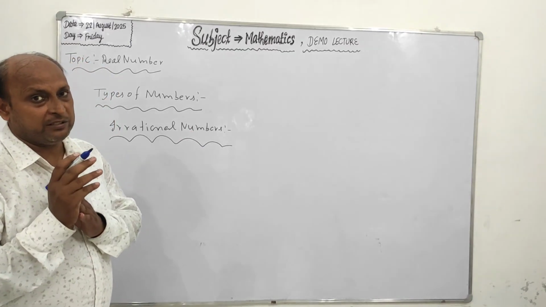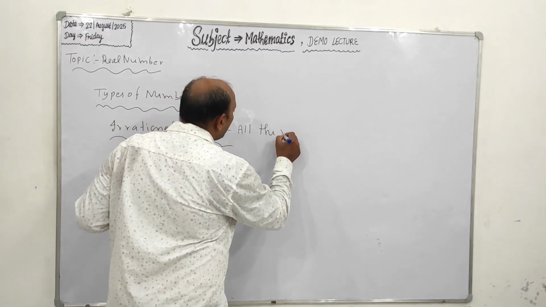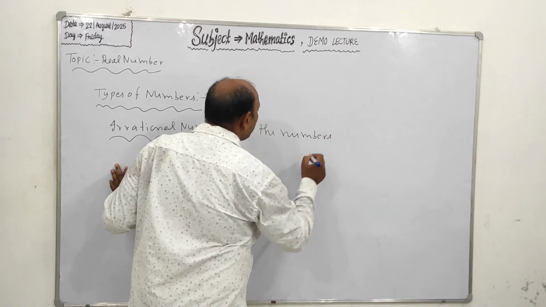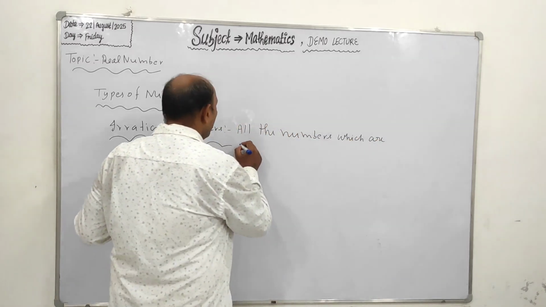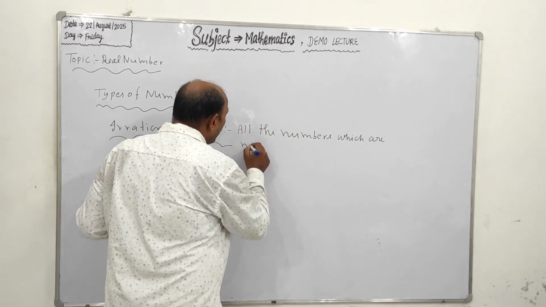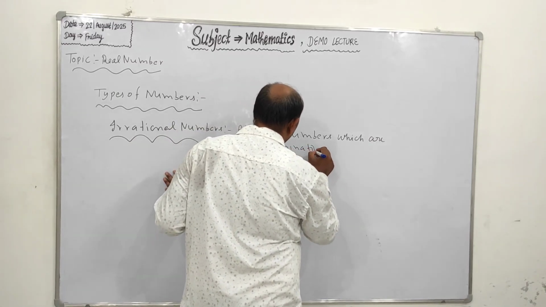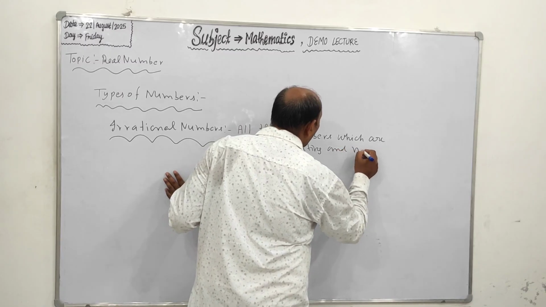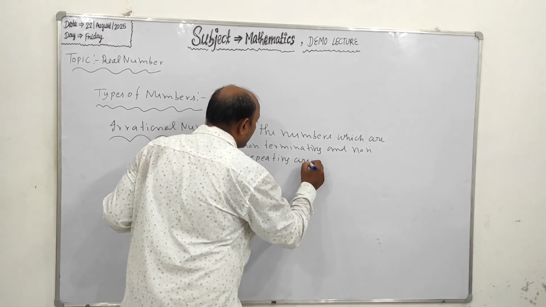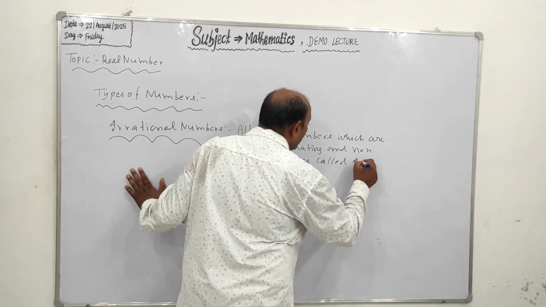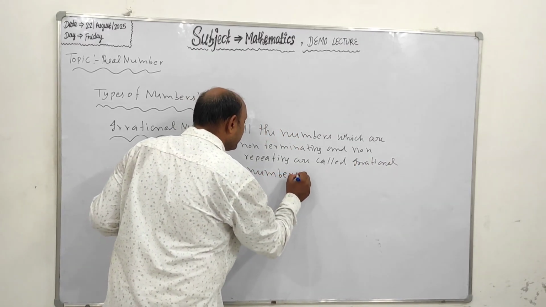And a very simple definition of irrational numbers: all the numbers which are non-terminating and non-repeating are called irrational numbers.